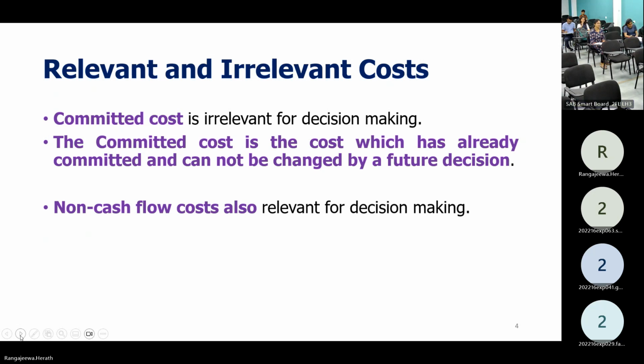Committed cost. Committed cost means cost which is already committed and cannot be changed by a future decision. This is different from the sunk cost, which is already incurred. This cost has not been incurred but committed. We have already agreed to incur that cost, which cannot be changed by a future decision.